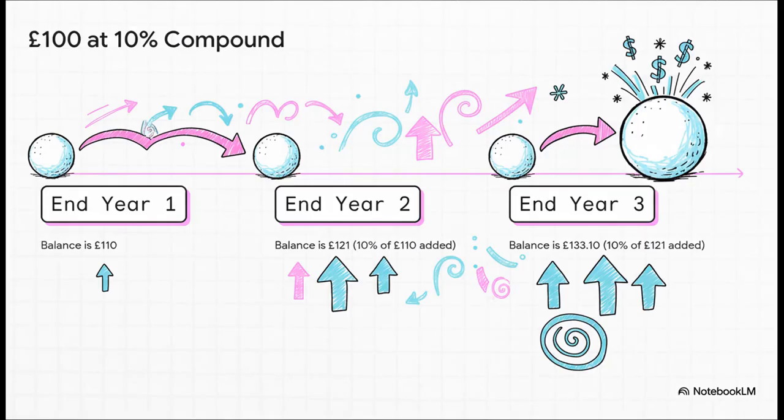Let's watch that snowball effect for real. We start with £100 at 10%. After year 1, simple enough, you've got 110. But look at year 2. You now calculate 10% of that new total, 110, which adds £11. The interest payment itself grew. And by year 3, you're calculating 10% of 121. You can see how the amount being added is speeding up.